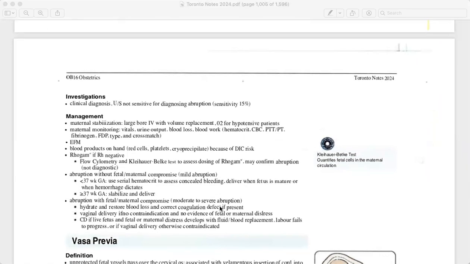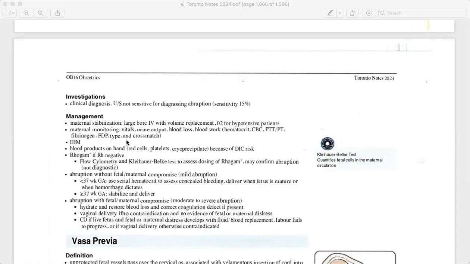Coming to the investigation, what is the first thing? Clinical diagnosis. You don't need to do anything else. But let's suppose you are still not sure, you can go for the ultrasound, but ultrasound is not that sensitive. Knowing that this is painful, having the bleeding, having a history of trauma, this can lead towards placental abruption. That's it. Then you are going to start with maternal stabilization. As I already told you, maternal stabilization is more important than anything else. Then after stabilization by giving fluids, you are going to go with the monitoring by doing the vitals, urine output, blood work, fibrinogen, all of those things. Then external fetal monitoring, blood products on hand.